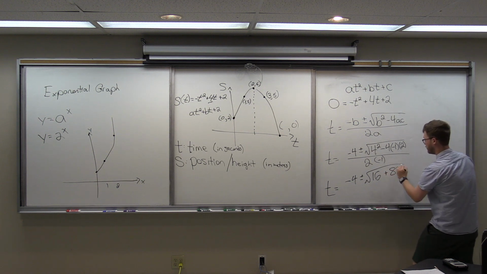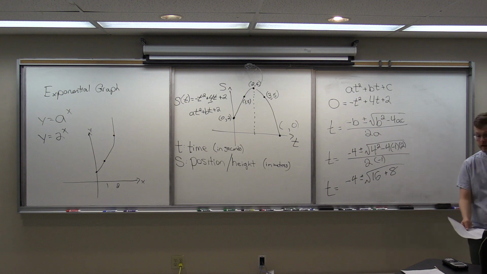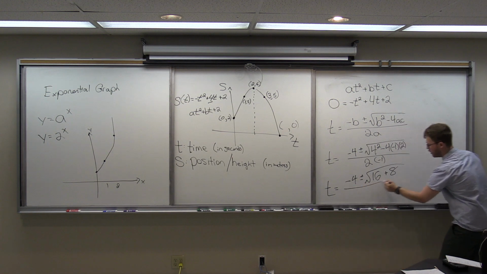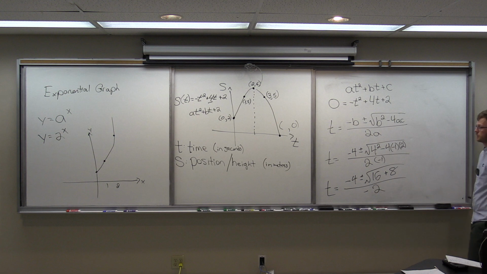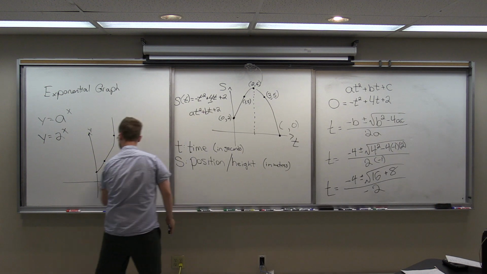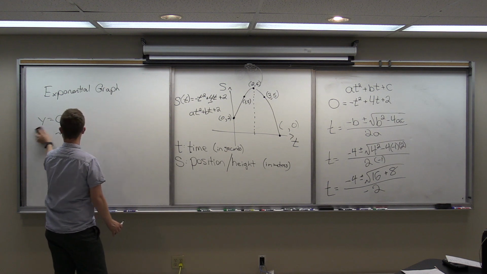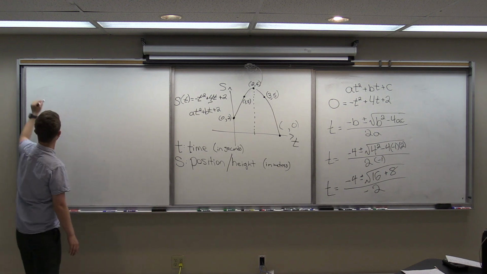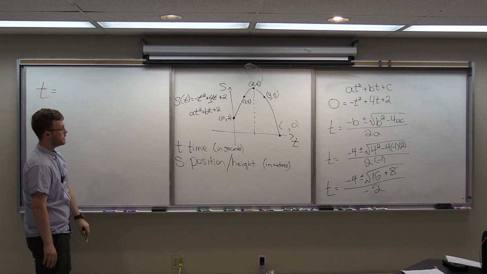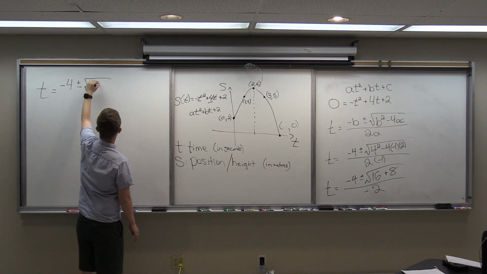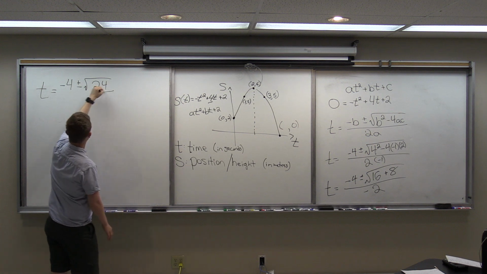So this becomes 16 plus 8. Very common mistake would be to put 16 minus 8. But recognize, 2 negative signs here are canceling out to make a positive. We're going to divide all of this by negative 2. So we're going to move now to another board and just keep simplifying. So t is equal to negative 4 plus or minus the square root of 24 divided by negative 2.